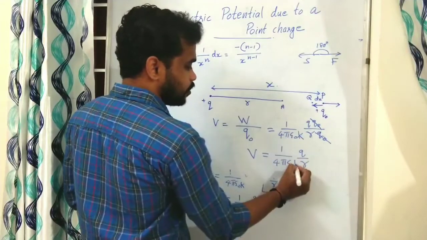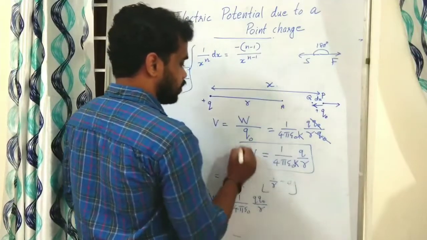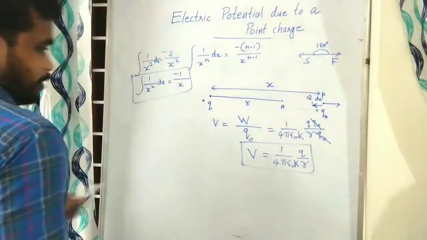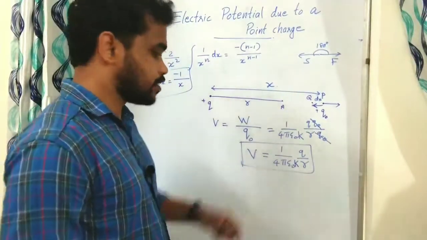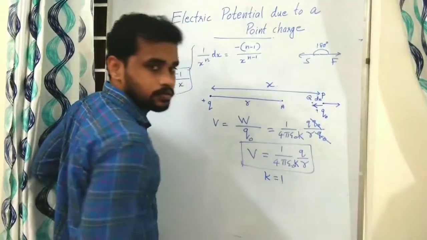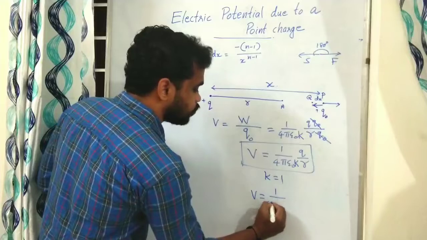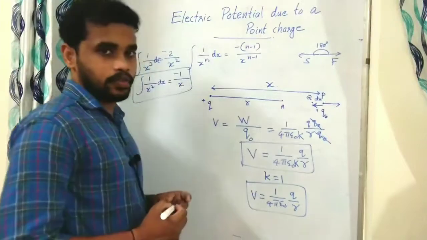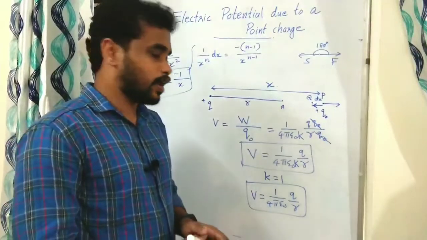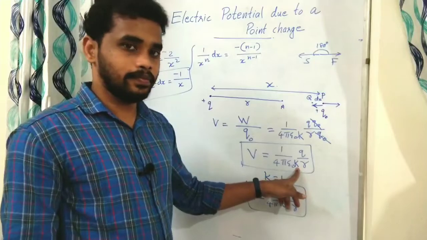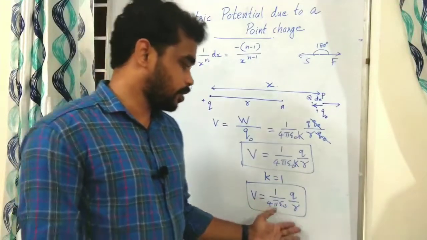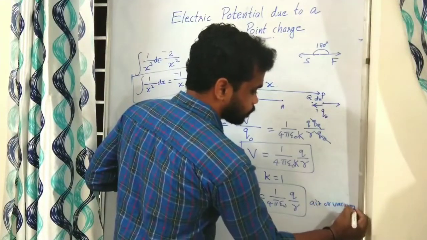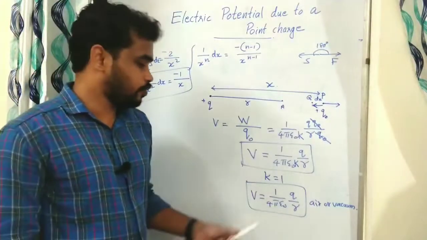If there is a medium, the value k comes in. V is equal to 1 by 4 pi epsilon 0 k q by r. If the charge is placed in air or vacuum, the value of k is 1. Therefore, the potential at a point is 1 by 4 pi epsilon 0 q by r. If there is a medium other than air or vacuum, then you have to put the dielectric constant k. Otherwise, you can use this formula 1 by 4 pi epsilon 0 q by r, for air or vacuum.